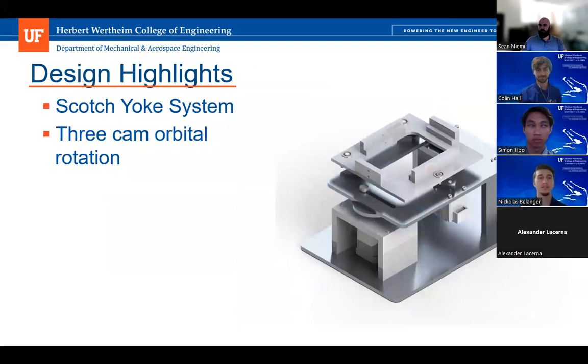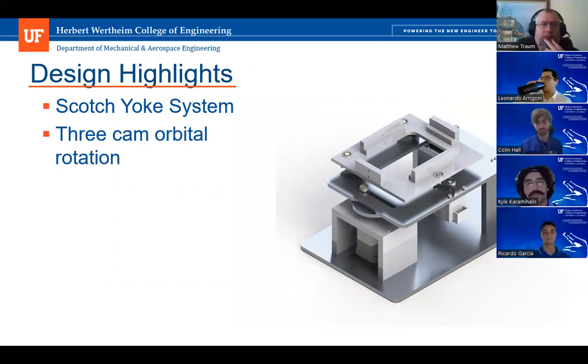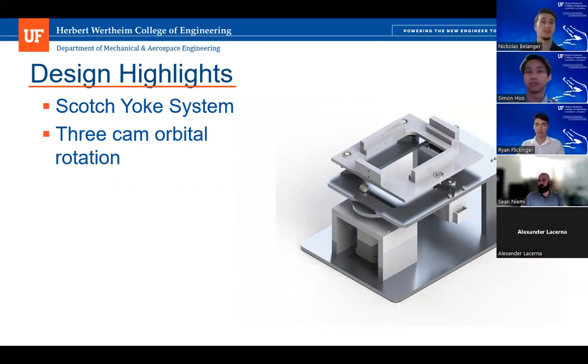So our design has two major highlights that create the linear and orbital motion of the shaker table. The first design highlight is the Scotch yoke mechanism, and that's responsible for the linear motion of the shaker table. And the second design highlight is the 3-cam orbital rotation system, which will create the orbital motion.